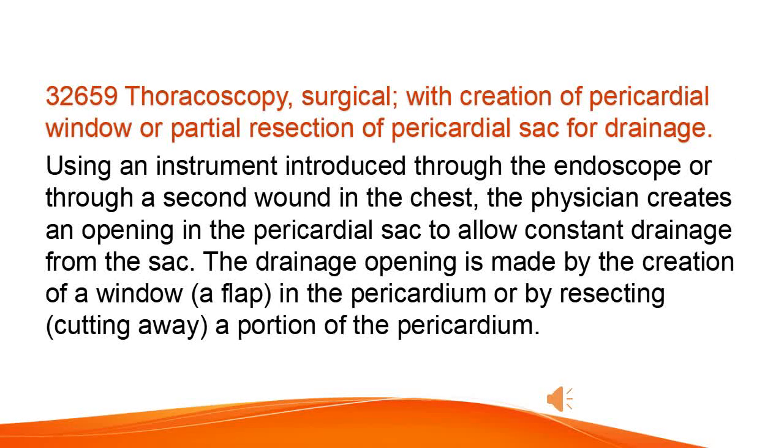Thoracoscopy, surgical, with creation of pericardial window or partial resection of pericardial sac for drainage. Using an instrument introduced through the endoscope or through a second wound in the chest, the physician creates an opening in the pericardial sac to allow constant drainage from the sac. The drainage opening is made by the creation of a window, a flap, in the pericardium or by resecting, cutting away, a portion of the pericardium.